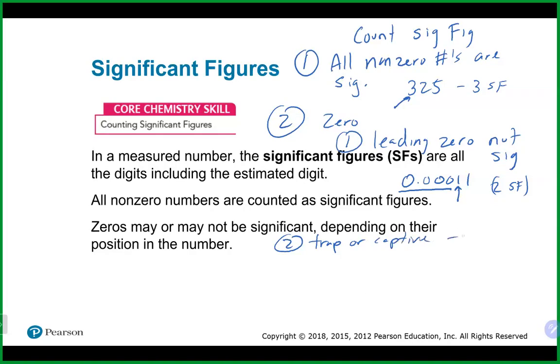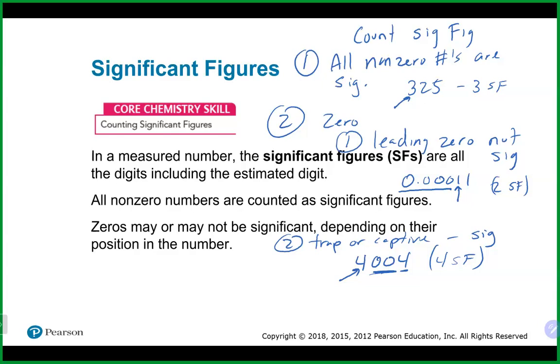And those are significant. So 4004, we would start counting here. These zeros are trapped between 2 non-zero numbers, which makes them significant. And that is a non-zero, which means this guy would have 4 significant figures in this particular case.